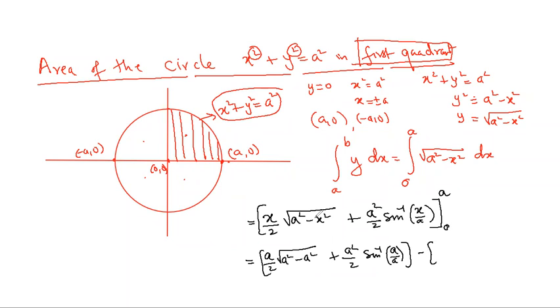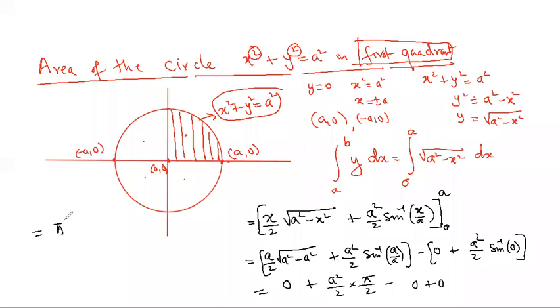Minus, when you put the lower limit, this will become 0. When you put the lower limit, it becomes sine inverse 0. So both are zeros. Sine inverse 0 is also 0. So your answer here became 0. A square by 2 into sine inverse 1, that is pi by 2, minus remaining all zeros. So your area is pi a square by 4, or pi by 4 a square.